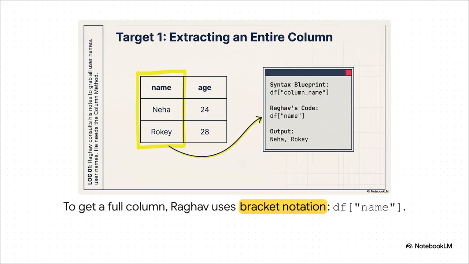And check this out. Here's the solution. To grab that entire column, Raghav uses simple square bracket notation. He just passes the column's name, in this case name, right inside those brackets. And boom, Pandas gives him just that column. Target 1 acquired. Simple as that.